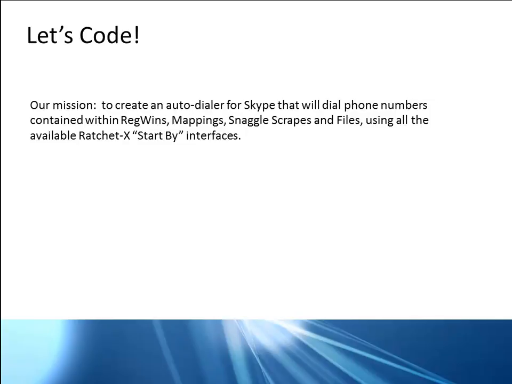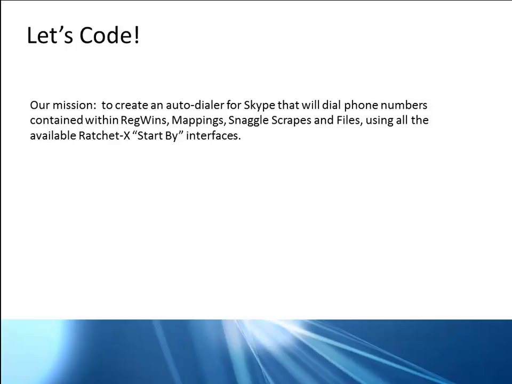Okay, so our mission for today is to create an auto dialer for Skype that will dial phone numbers contained within RegWins, mappings, Snaggle scrapes, and files, and therefore using all of the available Ratchet-X Start By interfaces, all within one action. This will allow us really to highlight the difference in each.